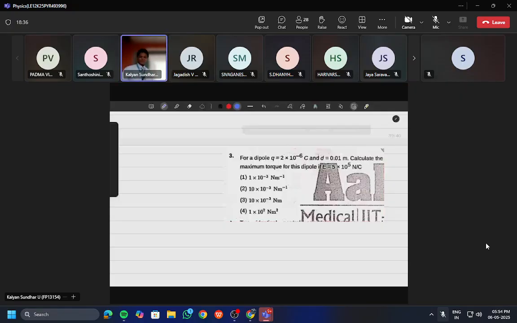Dipole charge value, E value, distance between them, and electric field are given. Calculate its maximum torque.